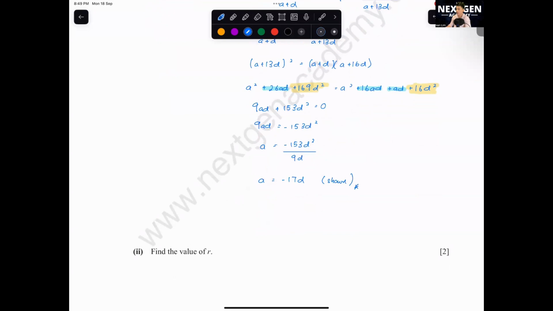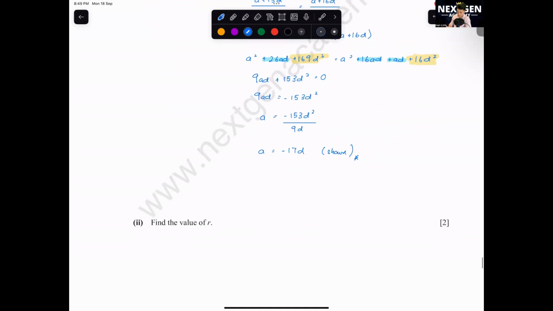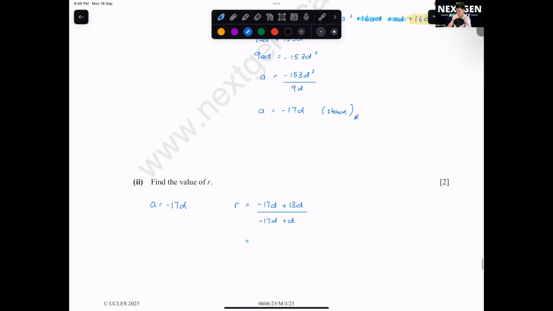Okay, then they ask you to find the value of R. So we just sub A equals negative 17D into one of the R equations. Any of it also can. R equals negative 17D plus 13D over negative 17D plus D, which you'll get negative 4D over negative 16D. And then your final one, R is equal to 0.25.